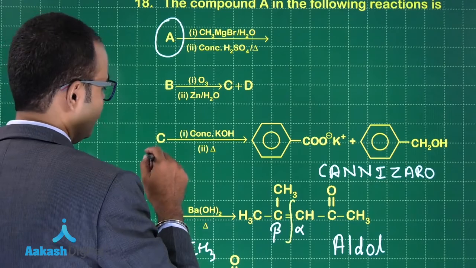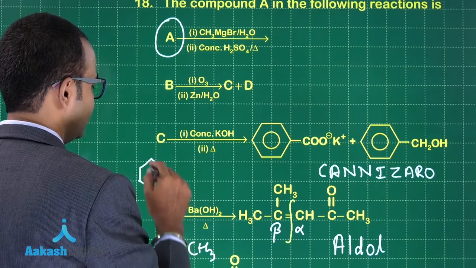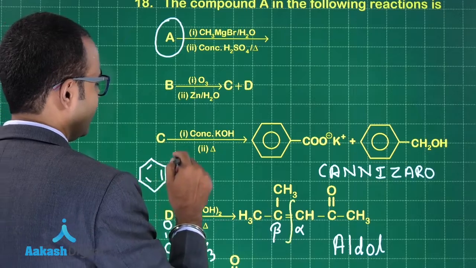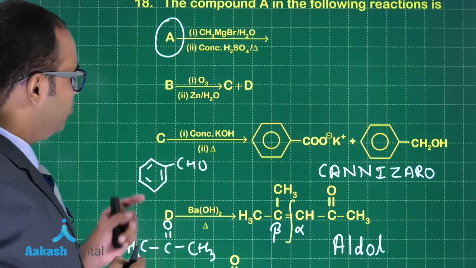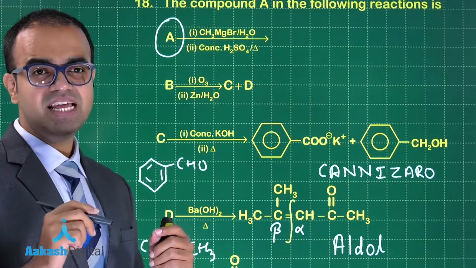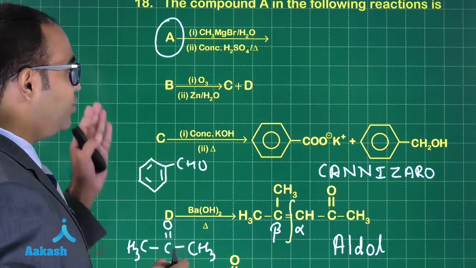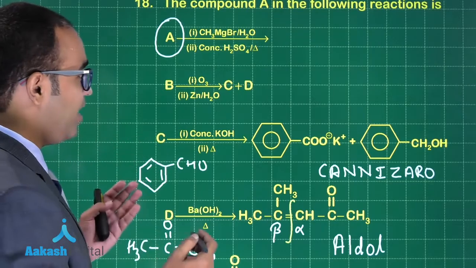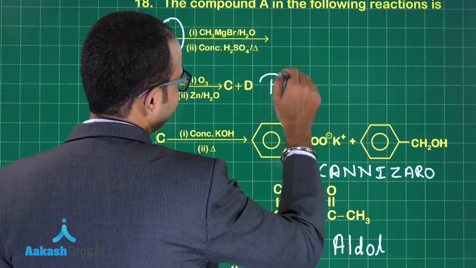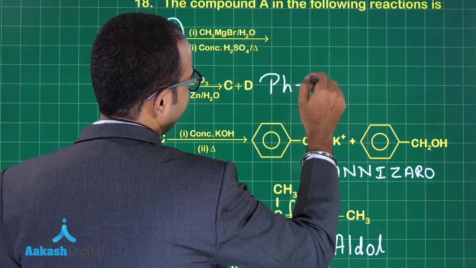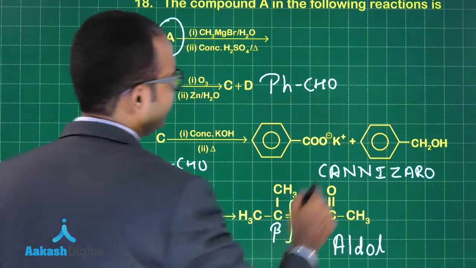So here the aldehyde should be benzaldehyde. So we have discovered what is C and D. Now we have to convert C and D to B. How am I going to do that? Let's see. What is our C? C is PhCHO, and D is what?